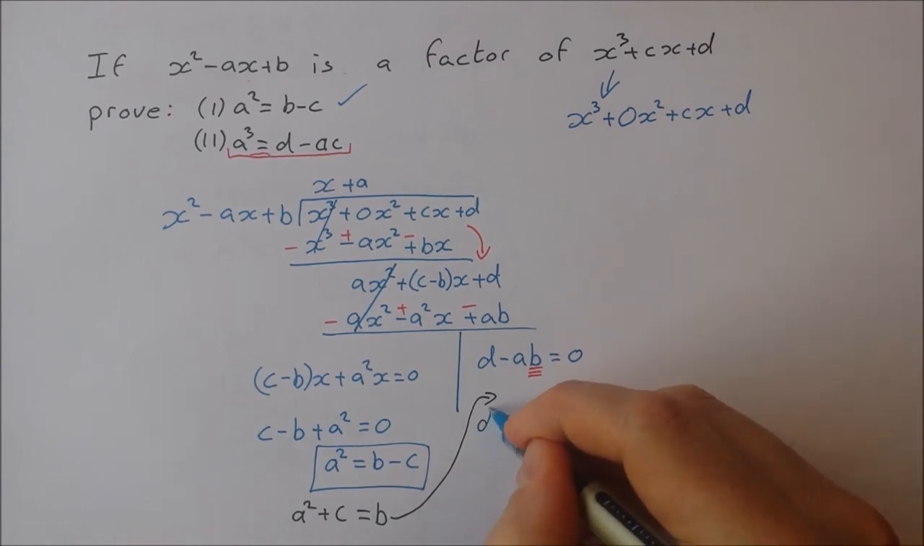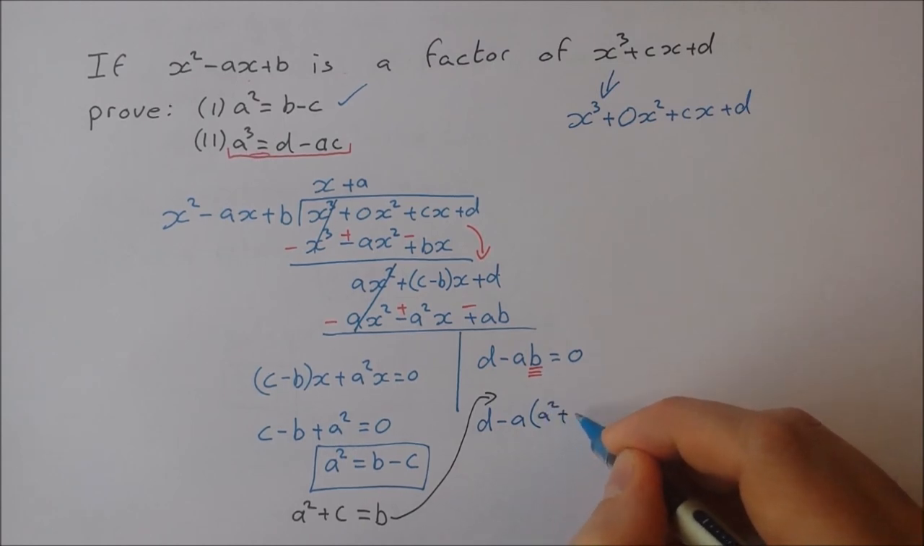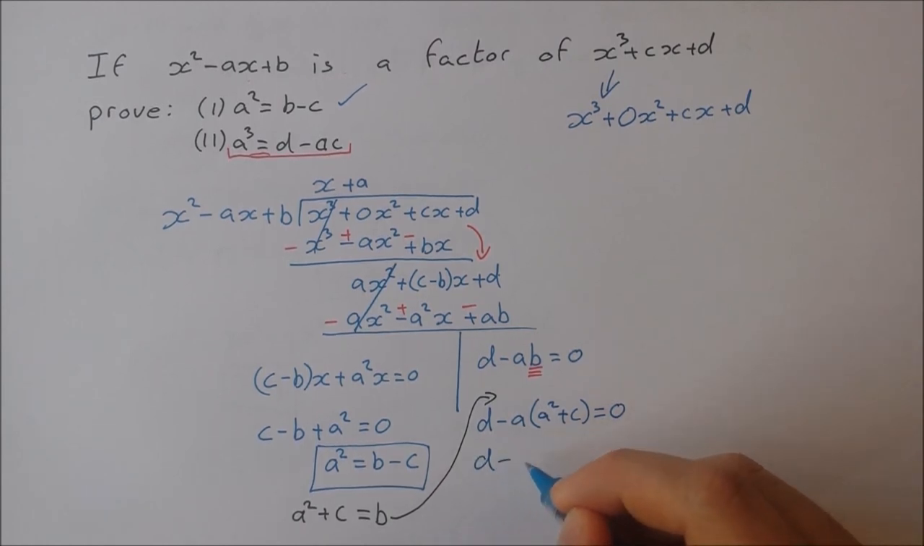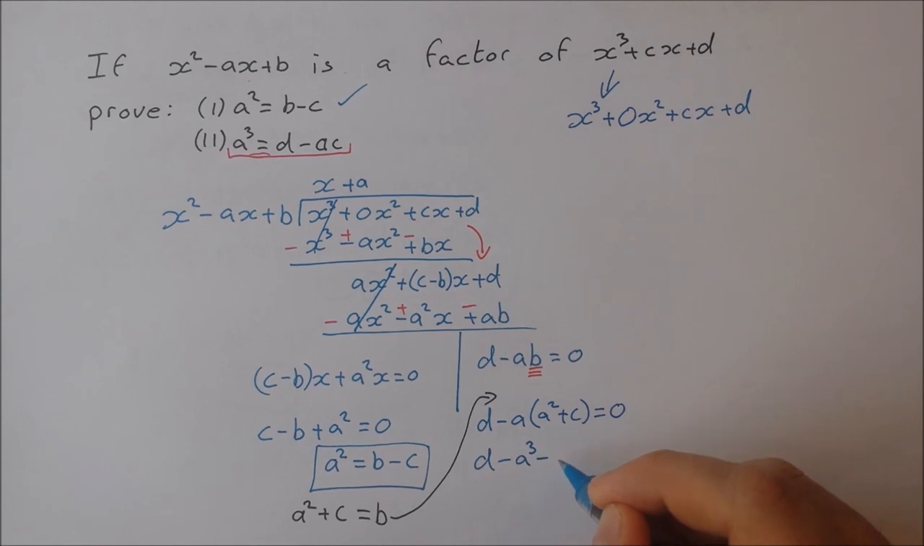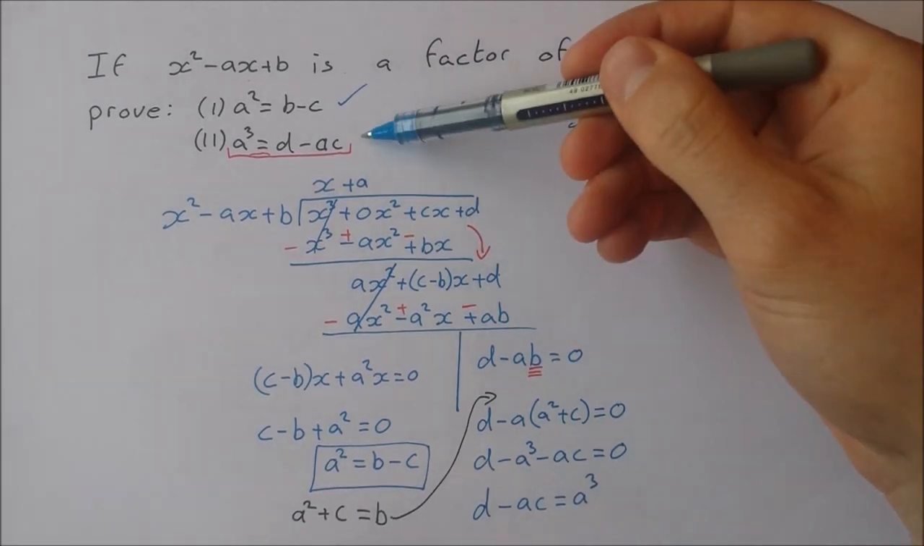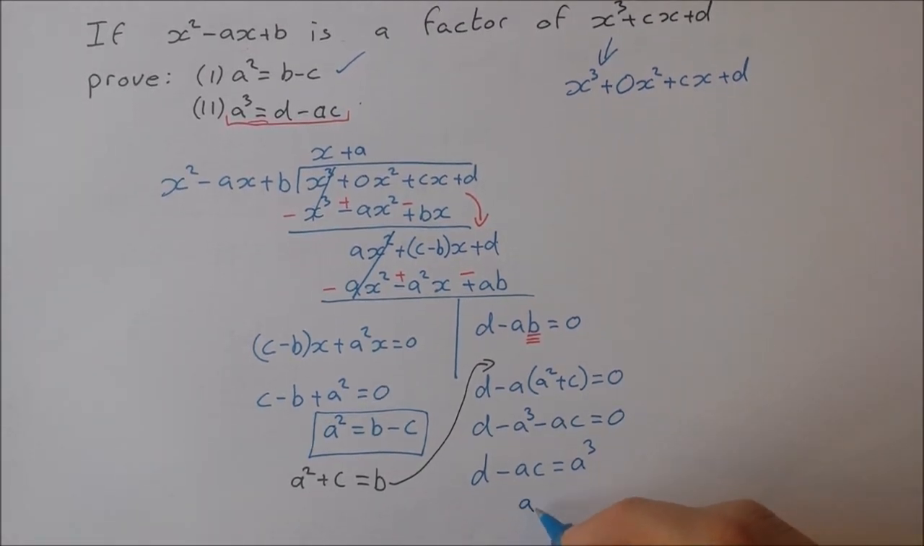So I get d minus a times a squared plus c is equal to 0. Let's multiply out the brackets. D minus a cubed minus ac is equal to 0. Now I can add a cubed to both sides. I get d minus ac is equal to a cubed, which is actually what I want, just with the sides changed. So I can swap everything onto the other side. A cubed is equal to d minus ac, which is what I was asked to prove at the start.